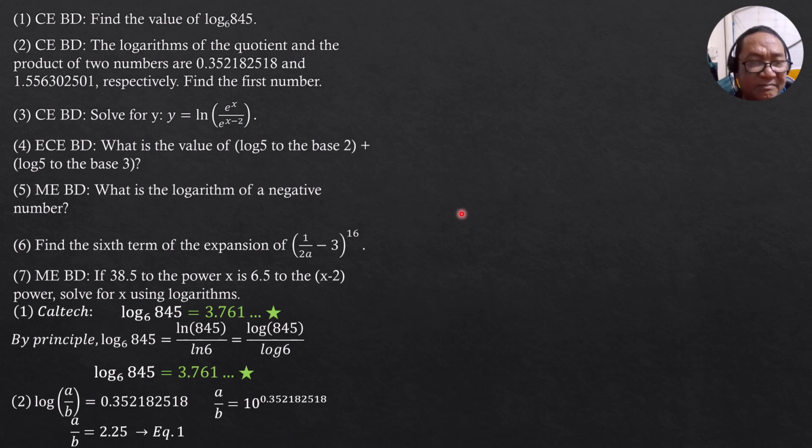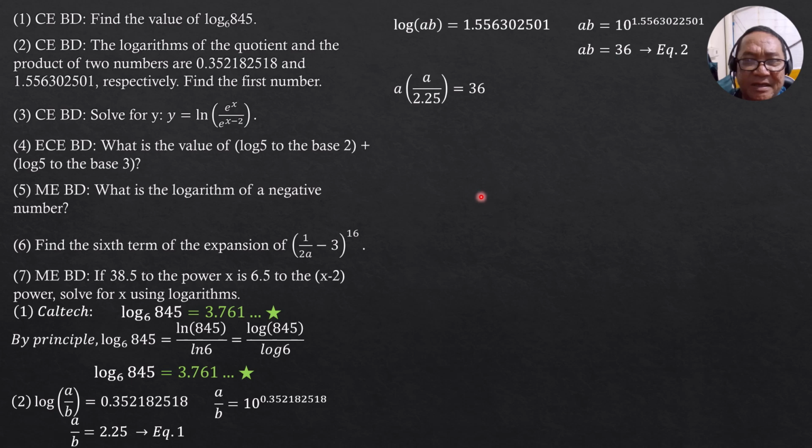Then log of the product AB is 1.556302501. So AB is 10 to the 1.556302501, and that is 36. Call that equation 2. Substitute the value of B from this equation. A over 2.25 equals 36. So A squared equals 81. So that means A is 9.